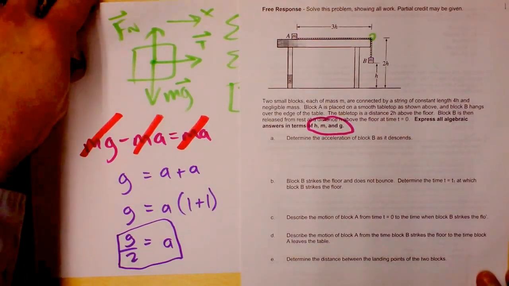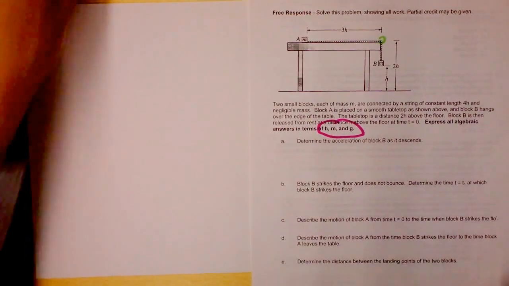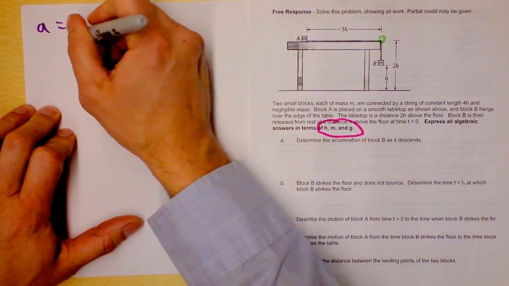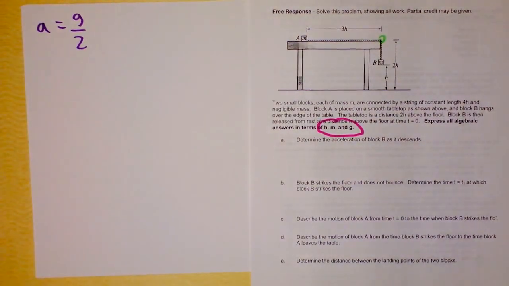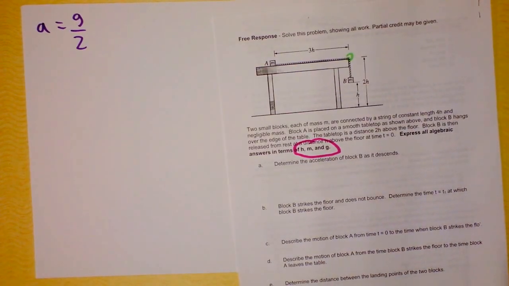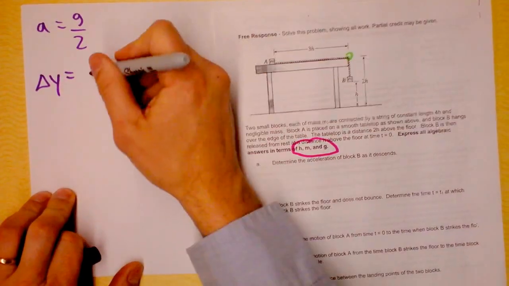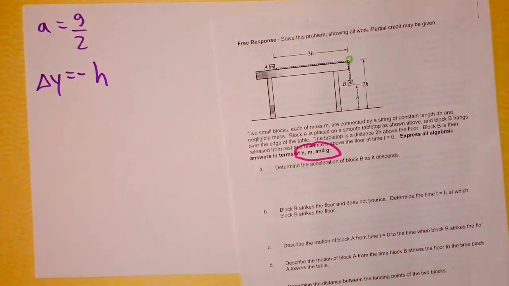The next page is where we do part B. Block B strikes the floor. The acceleration of block B and the acceleration of block A are equal at g over 2. How long does it take something to fall a distance h if its acceleration is g over 2? We know the distance it falls is h. Are you thinking of an equation? Should I write delta y equals negative h?